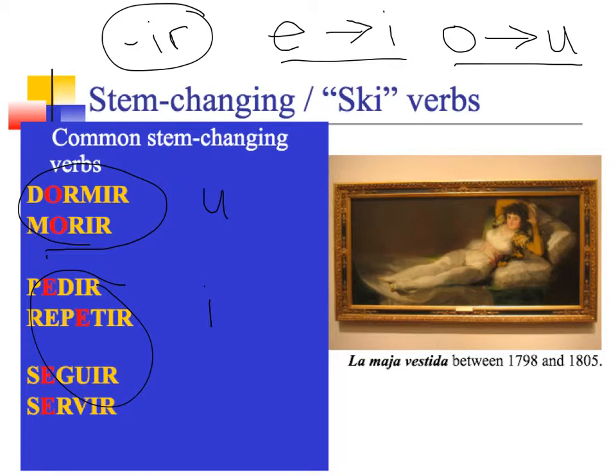So on the next slide, we'll show you how that conjugates. And you remember the meanings, I hope. Dormir, to sleep. Morir, to die. Pedir, to ask for. Repetir, to repeat. Seguir, to continue or to follow. Servir, to serve.